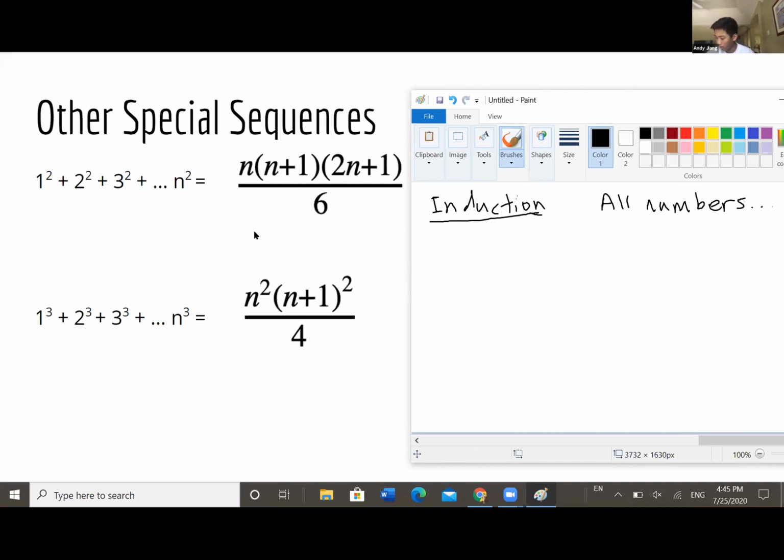So my bottom case is n equals 1. So if n is 1, then 1 squared equals 1 times 1 plus 1 times 2 times 1 plus 1 over 6. I'll verify this. Is this true? Yes, it is true. It does work. Okay.